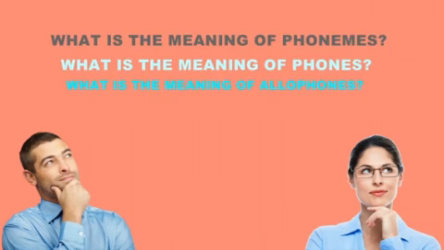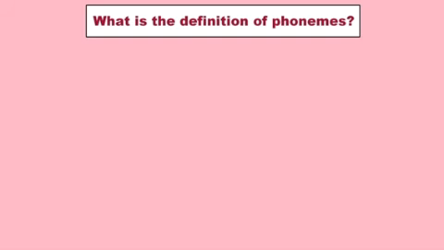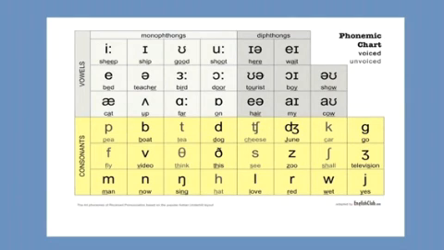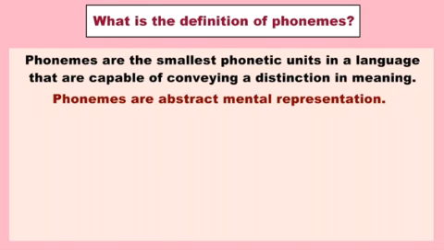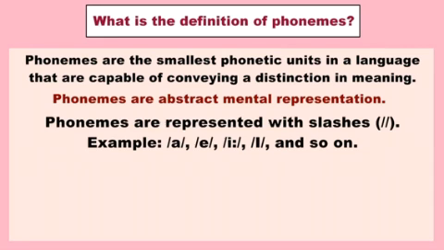The first thing that we are going to explain is about phonemes. Phonemes are the symbols that you see on the phonetic chart. They are the smallest phonetic units in a language that are capable of conveying a distinction in meaning. Phonemes are abstract mental representations. It is already stated in our mind, but we don't pronounce it yet. Phonemes are represented with slashes.